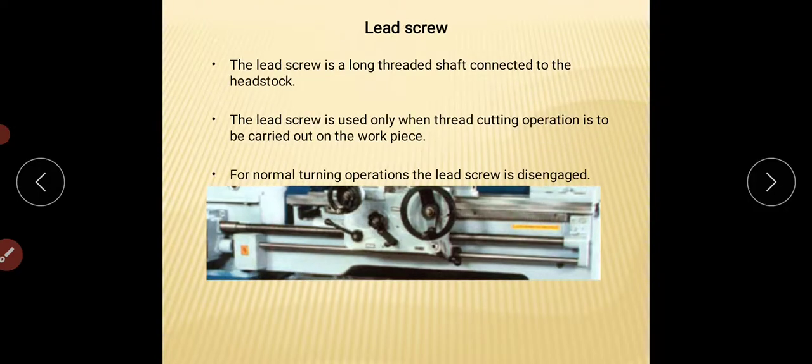The last important part is lead screw. The lead screw is a long threaded shaft connecting to the headstock. The lead screw is used only when thread cutting operation is to be carried out on the workpiece. For the turning operation, the lead screw is disengaged. So in this lecture, we discussed all the major components of the lathe machine.